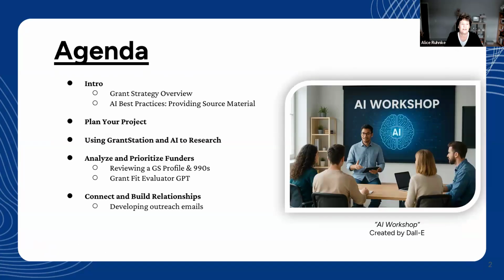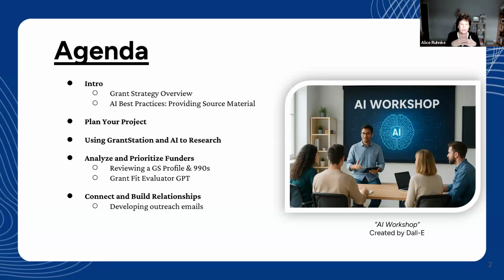So what we're going to do today is provide you, like I said, with information on how to use AI tools and GrantStation's tools to make your process more effective and more efficient as you're looking for grant prospects. So we're going to go through some of those best practice overviews when we look at how to create a grant strategy and then how to incorporate AI tools in an ethical and an effective manner.